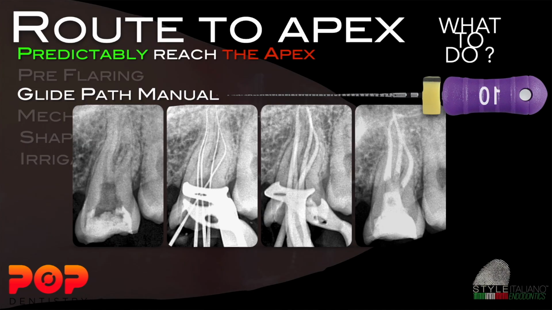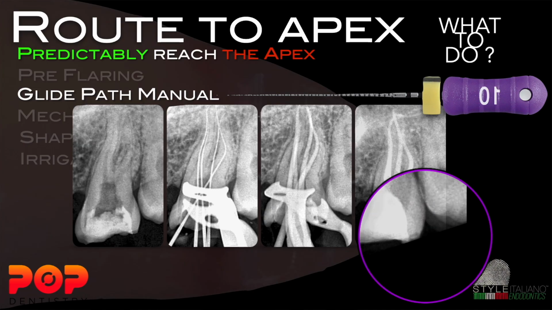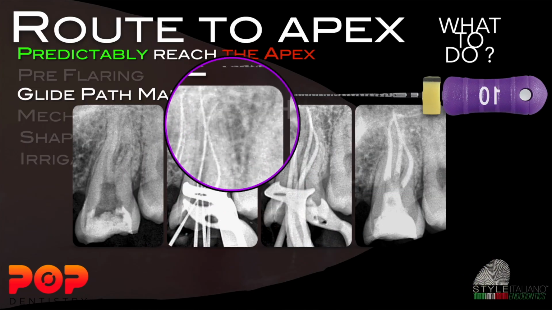So what is the manual glide path? Manual glide path is simply the use of the manual file to reach the apex and get patency, and after that we will get the working length. It may be needed, it may be essential in difficult cases, like in this case, where reaching the apex in the distobuccal canal took a lot of time.